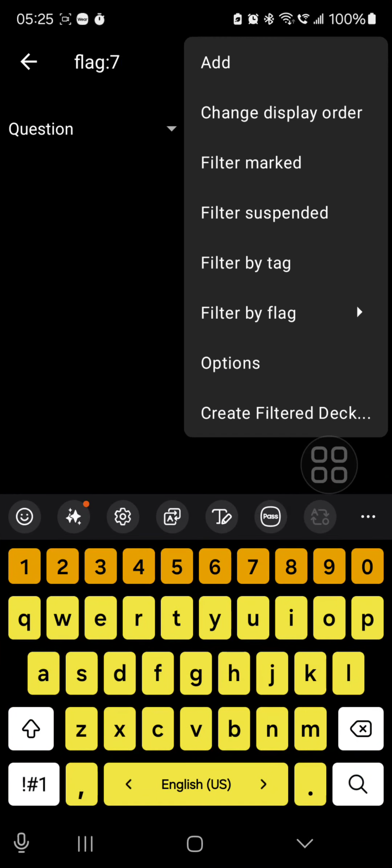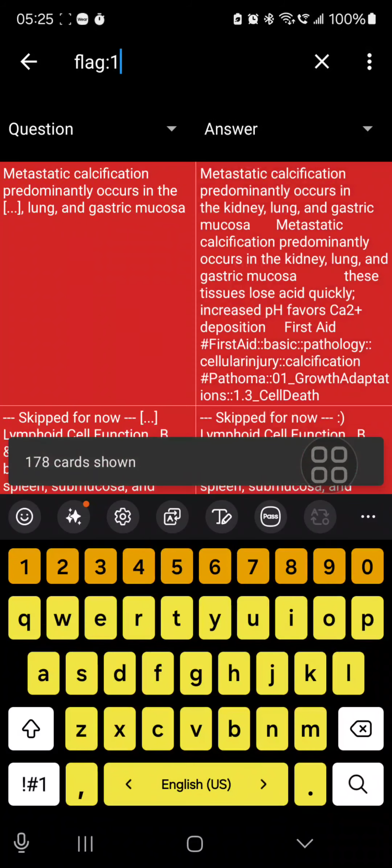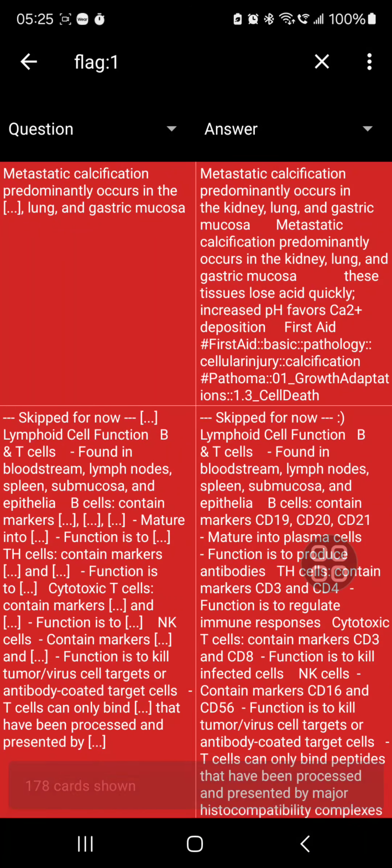These are my weak topics here that are flagged by red color. 178 cards. So let's start.